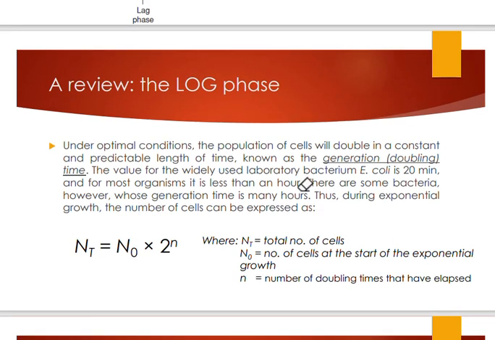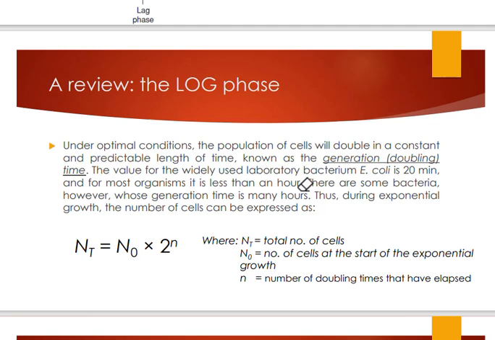So under optimal conditions, the population of your cells will double in a constant and predictable length of time known as the generation or doubling time. So again, under normal conditions where the temperature, the pH, as well as the oxygen is optimal, the growth of your bacteria will double through binary fission in a constant as well as predictable time. So this is what you call generation time.